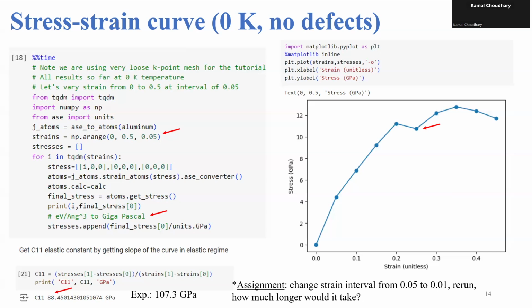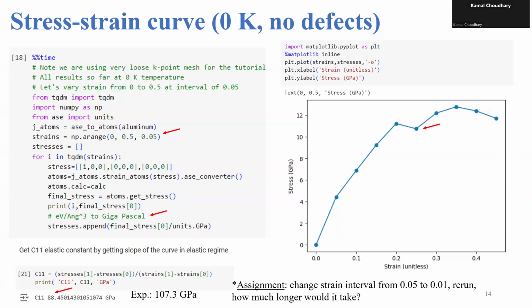stress equals to I00. So we are basically giving the strain in the X component. Then we calculate the stress and we append it in an array called stresses, and we divide by units.GPa to convert from electron per angstrom cubed to gigapascal. The plot is shown on the right-hand side. You can see it tries to behave elastically, but after a certain point, the response may not be elastic anymore and can have yielding and so on.